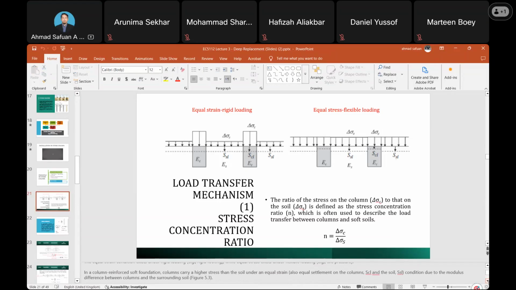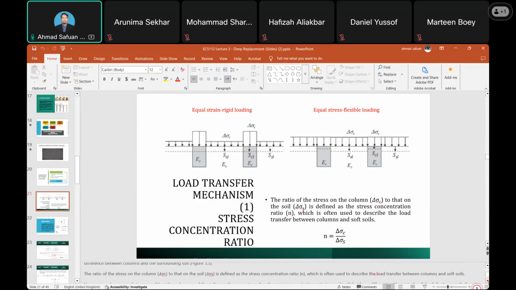So in a column reinforced subsoil, the column carries a higher stress than the soil under an equal strain. Also, there is equal settlement on the column and the soil due to the modulus difference between the column and the surrounding soil. So this is based on the higher stress on the column.